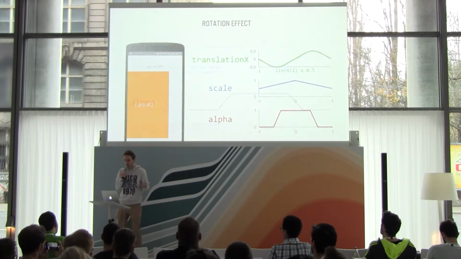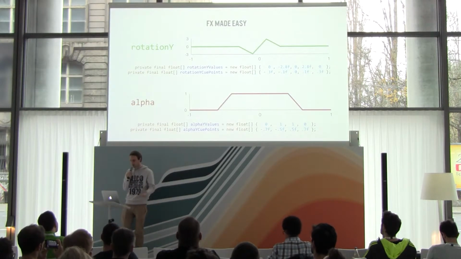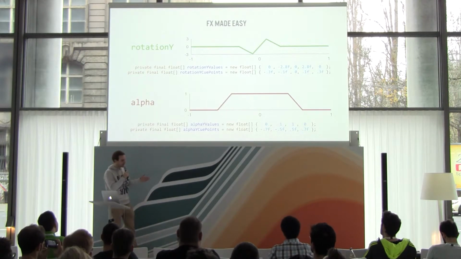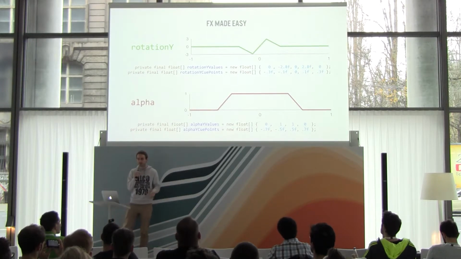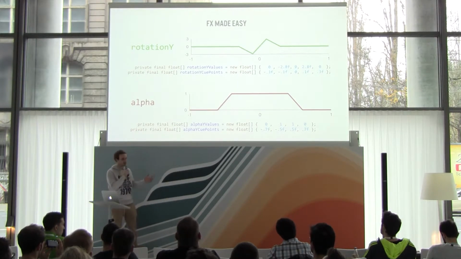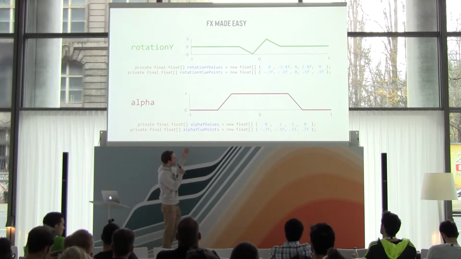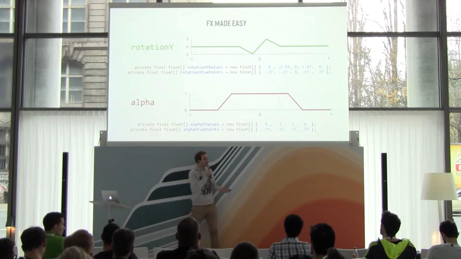So how can we represent this? How can we understand this? In the end, it's a collection of x and y values, right? This is what we saw. So if you translate that to an array of floats, this is what you get.